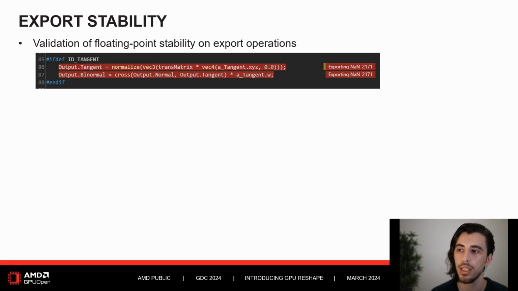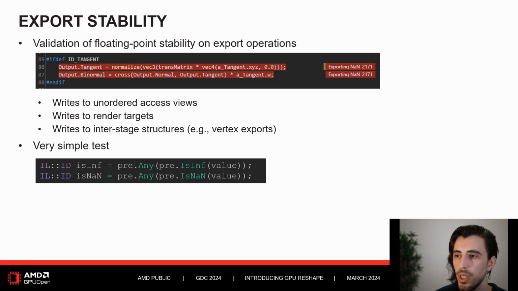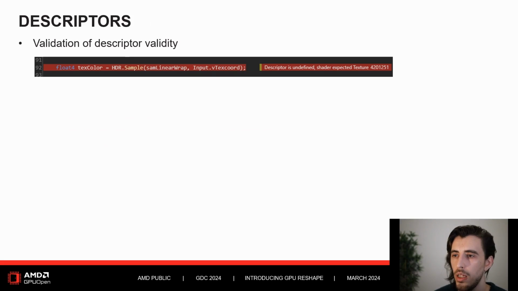Another feature is the validation of floating point stability. This happens on UAV writes, render target writes, and into stage data like vertices. The test itself? Well, just check if the value in any given dimensionality is either infinite or not a number. If either, we got an error. So it's nice and simple. On the descriptor side, invalid descriptors is probably the easiest way to crash the GPU.